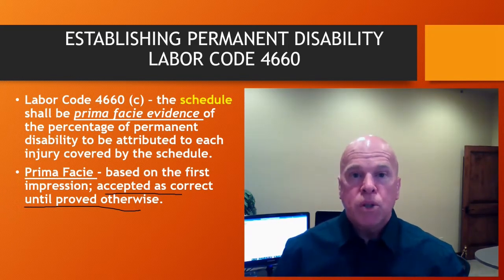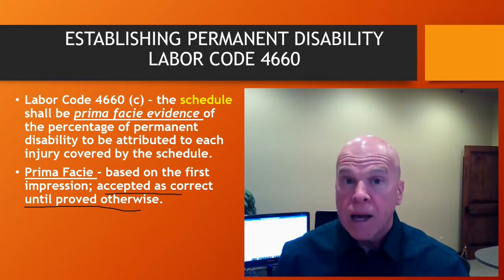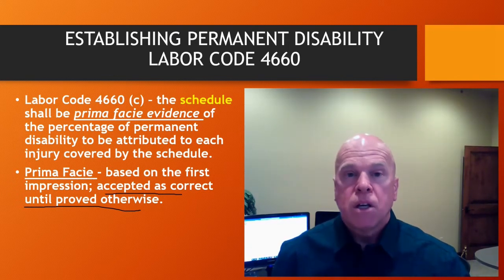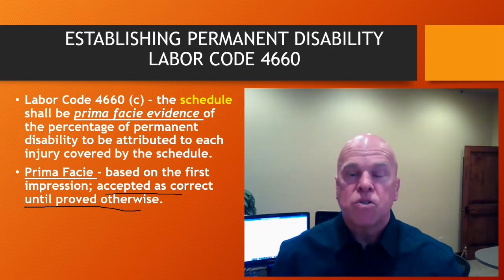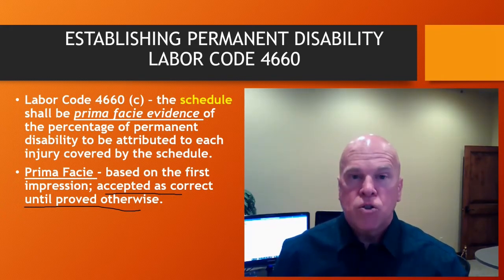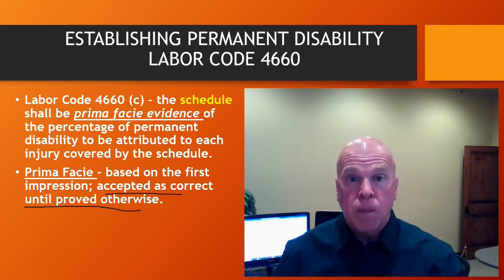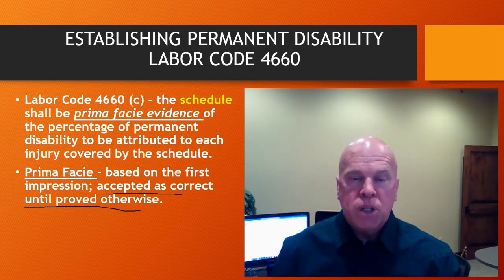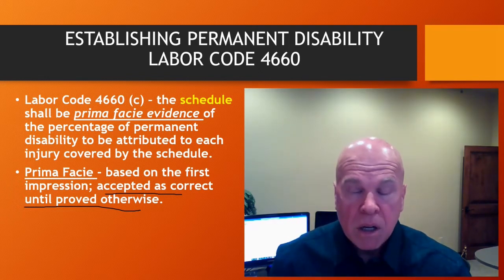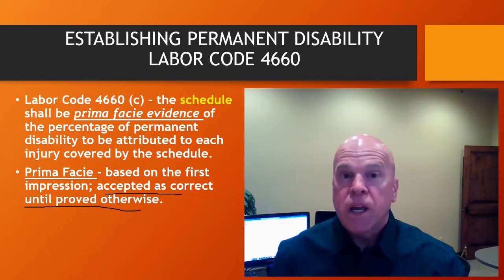So if you don't believe that the strict impairment rating provided for under the AMA guides is correct, you have to go through a procedure to prove otherwise, because it's the strict, conservative rating that's prima facie evidence of the percentage of permanent impairment for each condition. Okay? So if you believe that the strict conservative impairment rating is not accurate, what can you do?